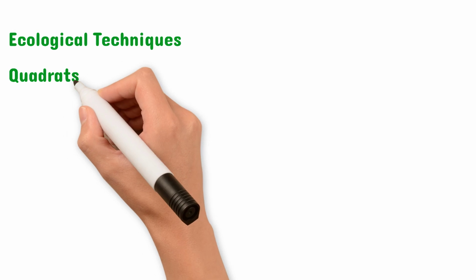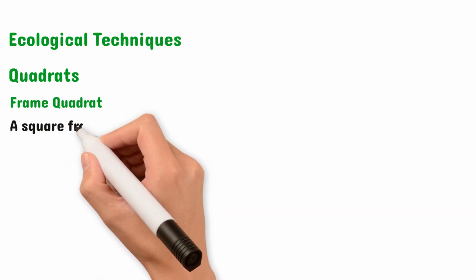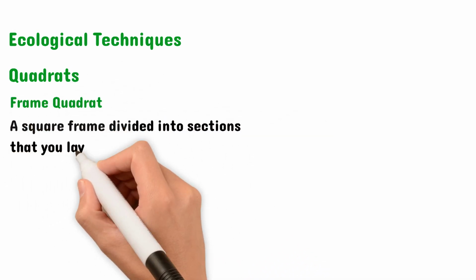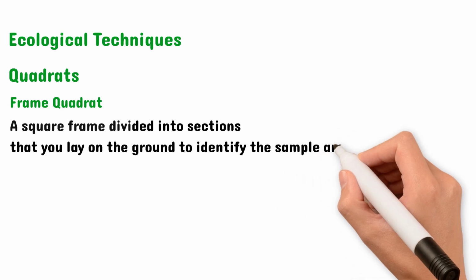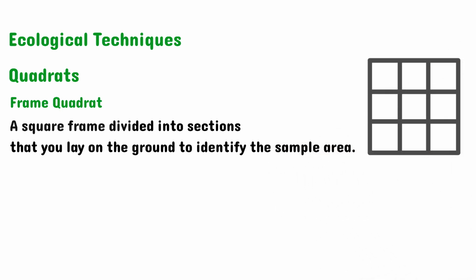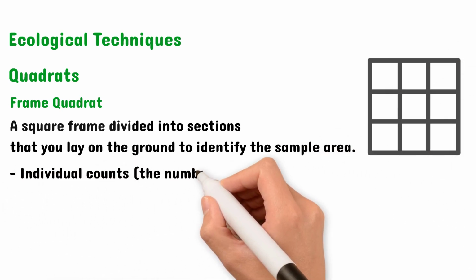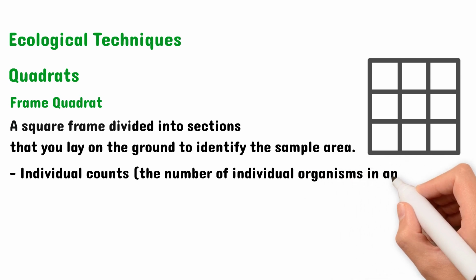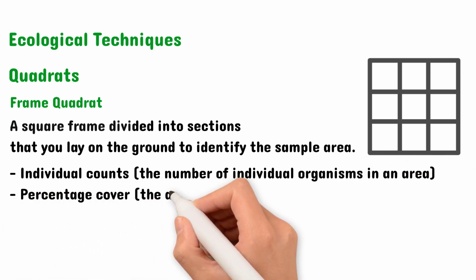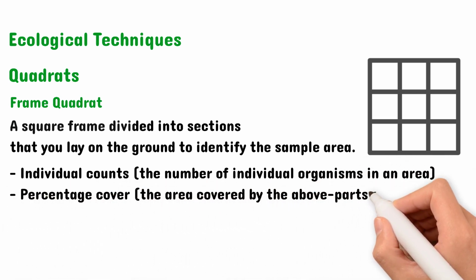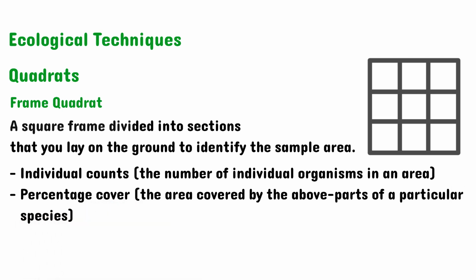Now let's look at ecological techniques that are used to measure abundance and distribution. The first one is quadrats. A frame quadrat is a square frame that is divided into sections, and you lay it on the ground to identify the sample area. You can measure the individual counts, which is the number of individual organisms in an area, but you could also measure the percentage cover, which is the area that is covered by a particular species. And these results can then be used to calculate a mean for the abundance and distribution.